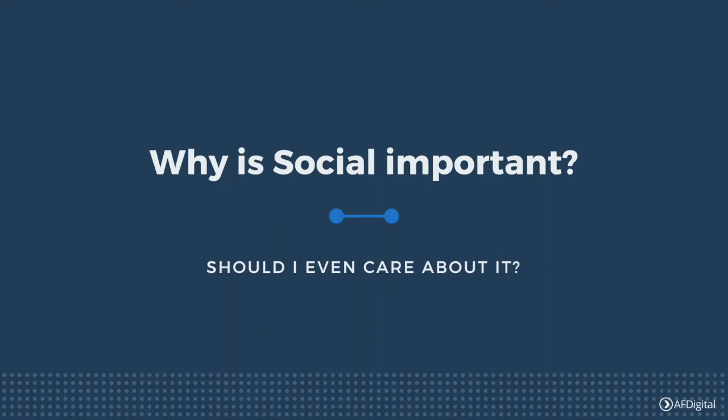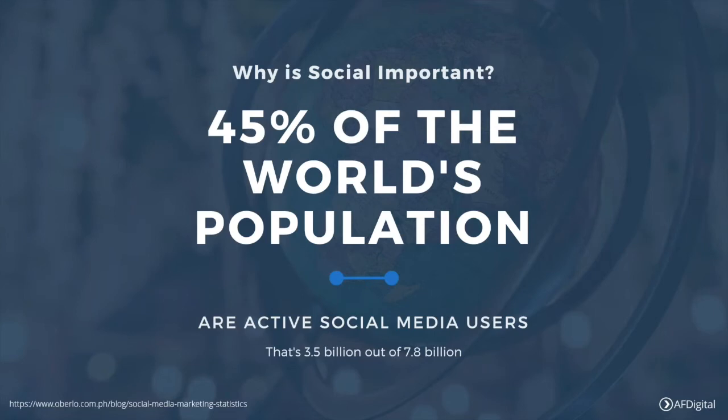When we ask ourselves why social is important, just remember one of these important facts: out of 7.8 billion people in the world, there are about 3.5 billion active social media users as of January 2020. That's about 45% of the world's population logging into social media, reading other people's thoughts, posting their own opinions, and seeing the different messages from different brands all over social media.